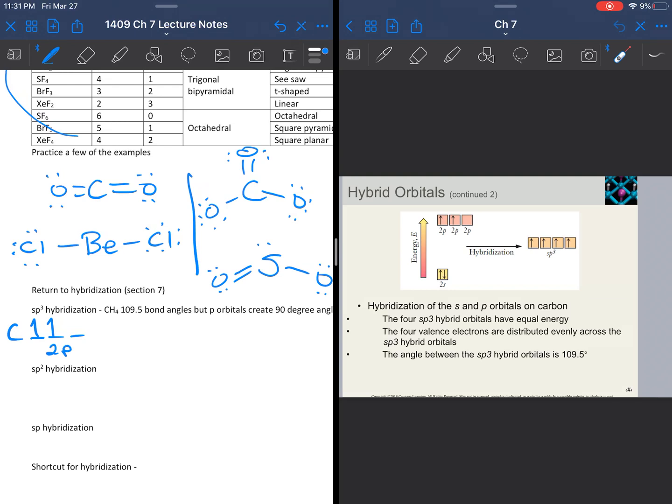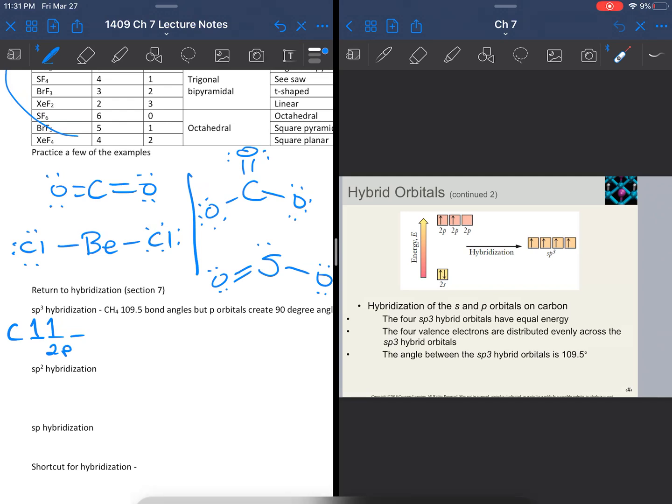To form the 4 bonds so that we can get a full octet, the orbitals of an atom hybridize. They change. The orbitals of a molecule are different than orbitals of an atom that's not bonded to anything. You've got to remember what an orbital is. An orbital is simply the mathematical description of where the electrons can be found. And when 2 atoms form a bond, where those electrons can be found changes.